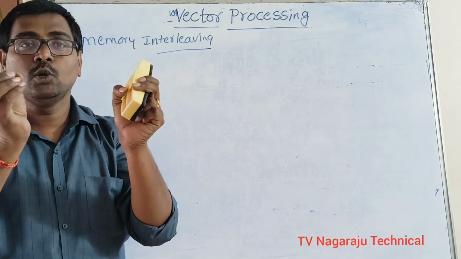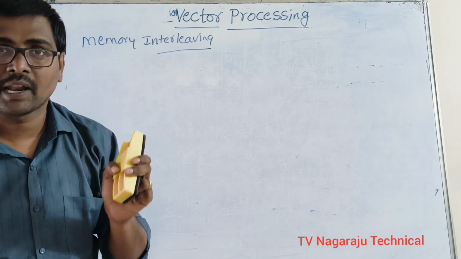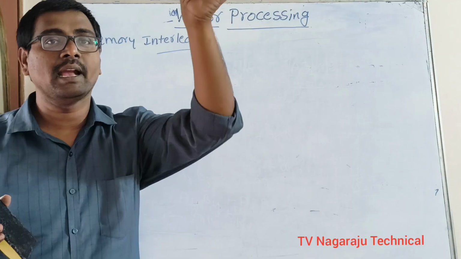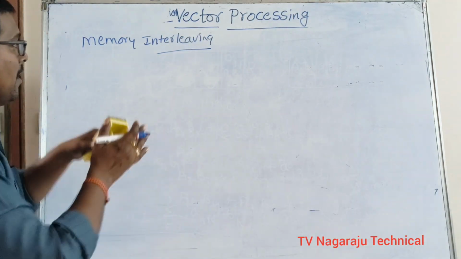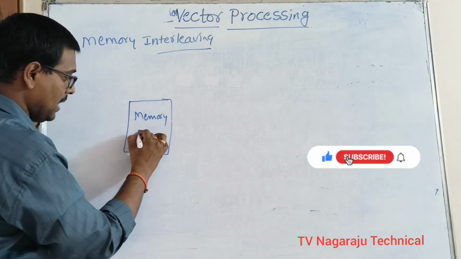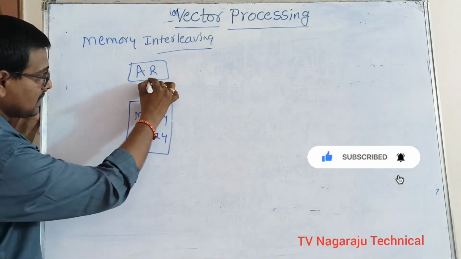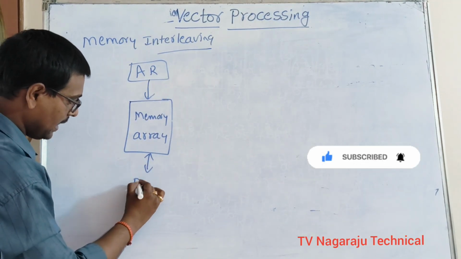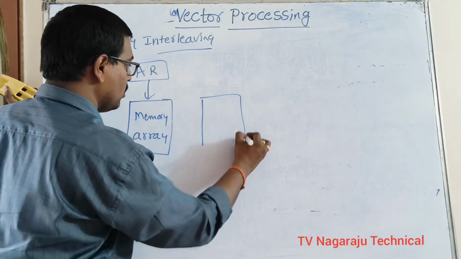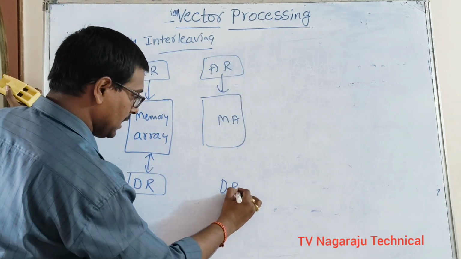Instead of maintaining two memory buses, the memory is divided into different number of memory modules, and all the modules are connected to a common address bus and data bus. For example, consider memory array. Each memory module consists of a memory array, address register along with data register. So assume my system consists of 4 memory modules.